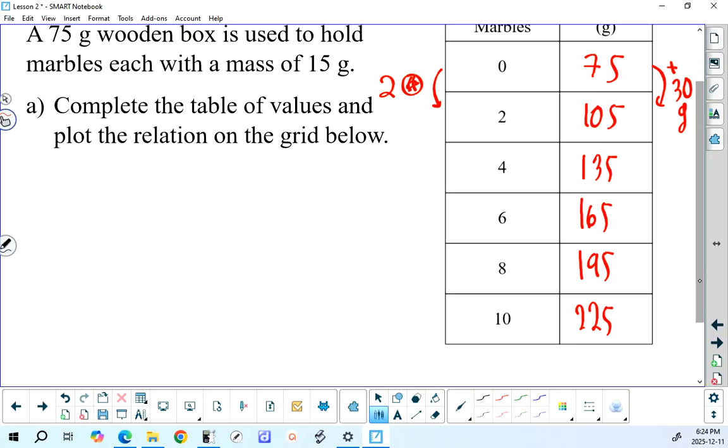This will be linear because of this consistent increase. Every new entry on the left goes up by 2 marbles. Every corresponding entry on the right goes up by 30 grams. And I'm just standing here double checking my arithmetic and it looks okay. So this will be linear.